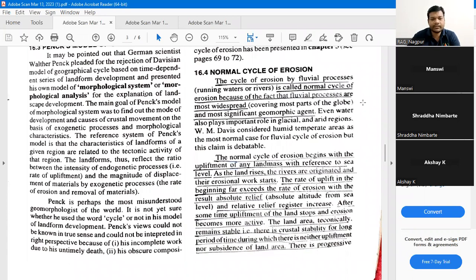Then the normal cycle of erosion. The normal cycle of erosion means what Davis actually imagined by the cyclic nature of the process. He actually studied the river, and by studying the river, he observed that there is a sequence formed by the river, and this sequence is followed by each and every river. It is not that one river forms this process and another does not. All these rivers follow one and the same pattern.